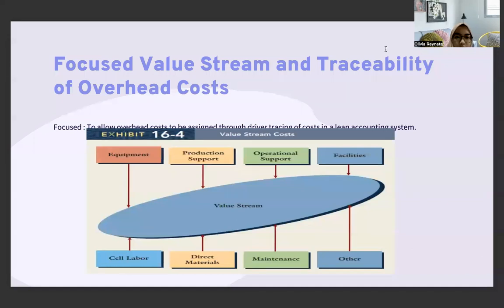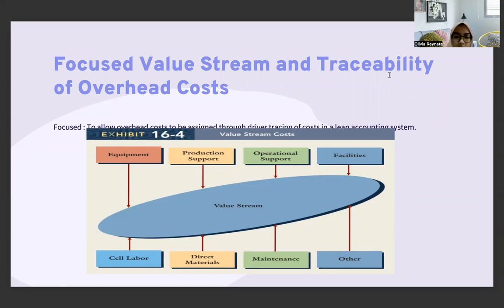Okay, for the focus, value stream, and traceability of overhead costs, the focus is to allow overhead costs to be assigned through the driver tracing of costs in a lean accounting system. As we can see in Exhibit 16.4, it provides a visual summary of value stream cost assignment. Most of the cost items can be directly traced to the value stream. The only allocation used regularly is facility costs.